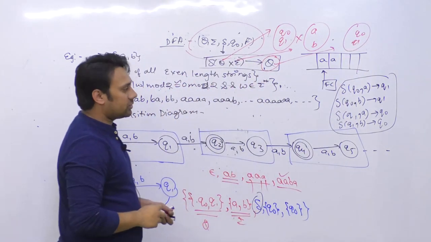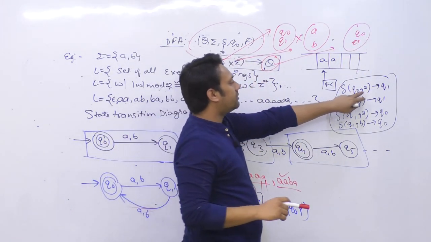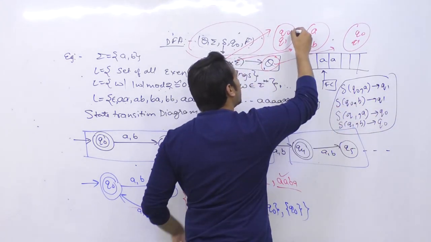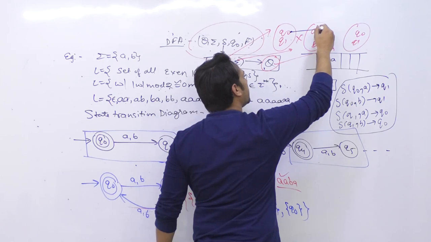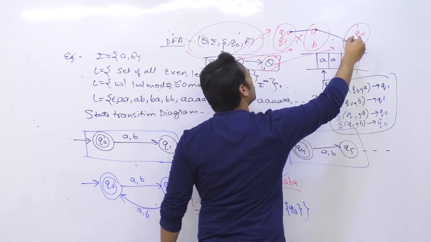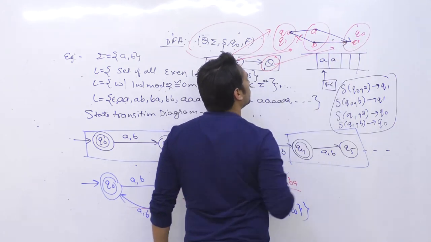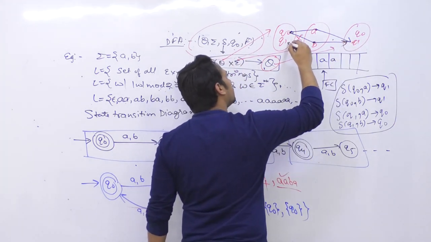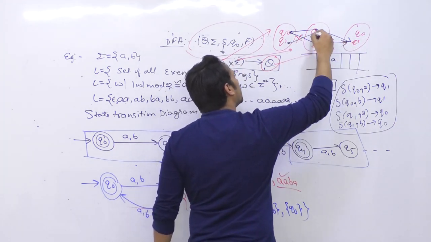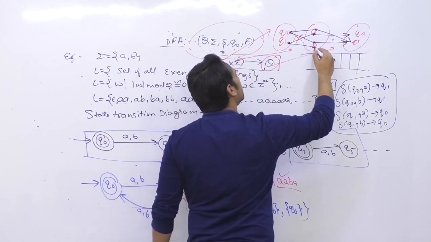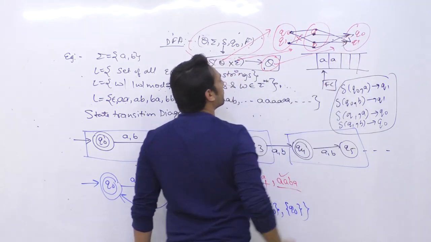So if you look at the mapping, if at Q naught we give A, then we are going to Q1. So if you are at state Q naught, by looking at symbol A, you are going to Q1. If you are at Q naught, by looking at B, you are going to Q1. If you are at Q1, by looking at a symbol A, you are going to Q naught. If you are at Q1, by looking at a symbol B, you are going to Q1.